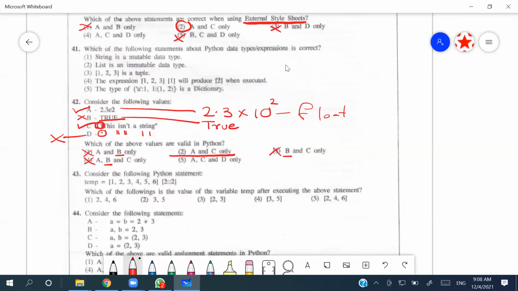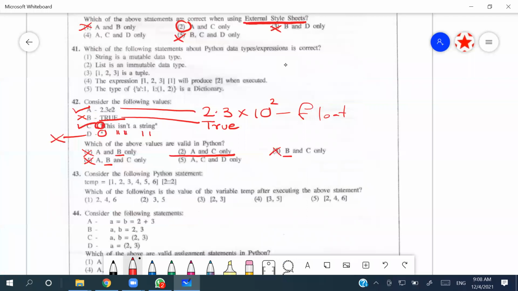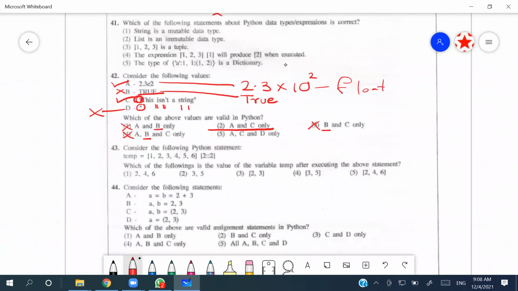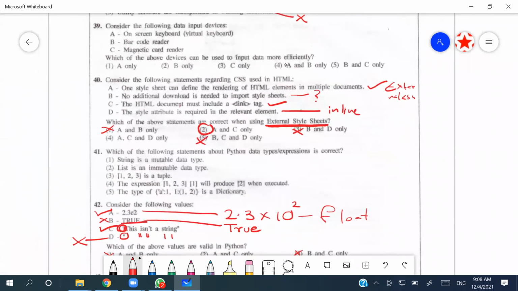Right, 43rd. Right, in 43rd, sorry, let's talk about the 41st. Which of the following statements about Python data types or expressions is correct?